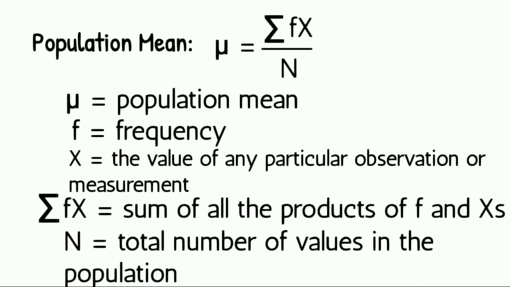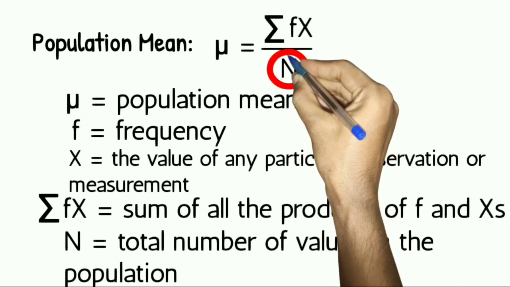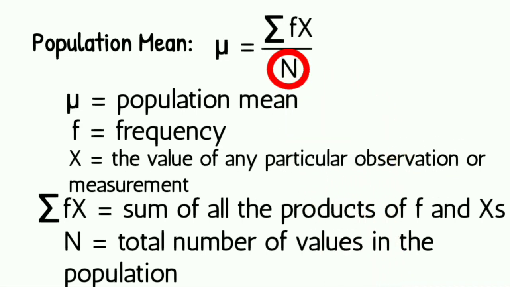As you can see, pareho lang din naman yung formula, except dun sa n. Yung n na maliit is the total number of values in the sample, while yung n na malaki is the total number of values in the population.